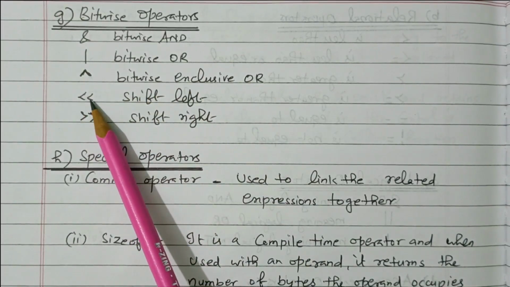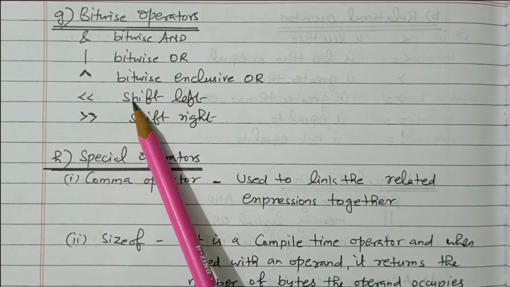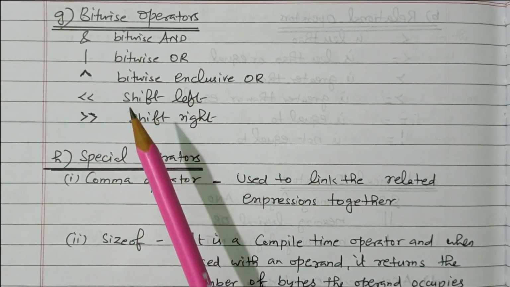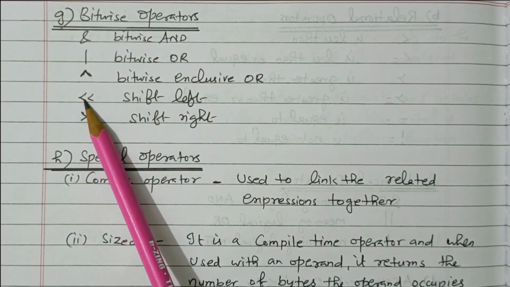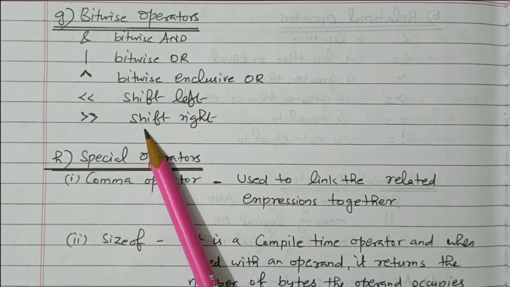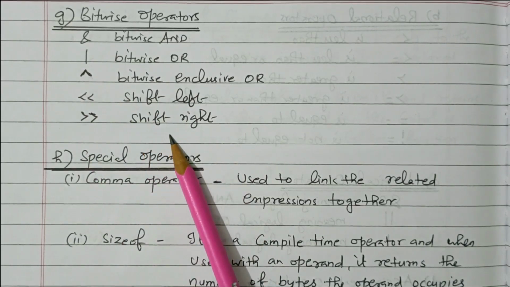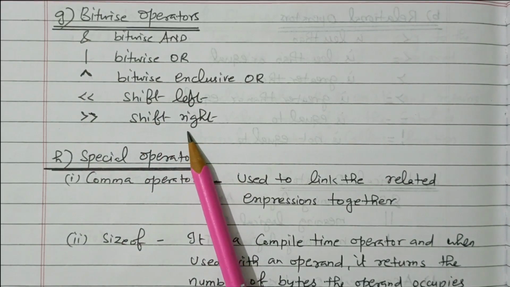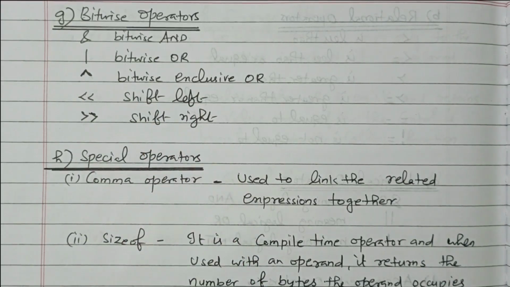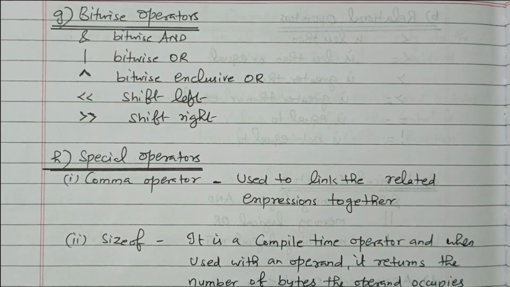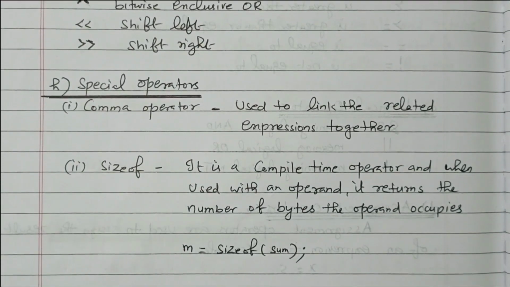Then shift left. It will go bit by bit. It will shift the position to the left side. This is the greater than symbol, this is the less than symbol. Less than symbol means shift left, greater than symbol means shift right. Bit by bit it will shift the position to the right side. Right? Then the next one is the special operators. The last one is the special operators.